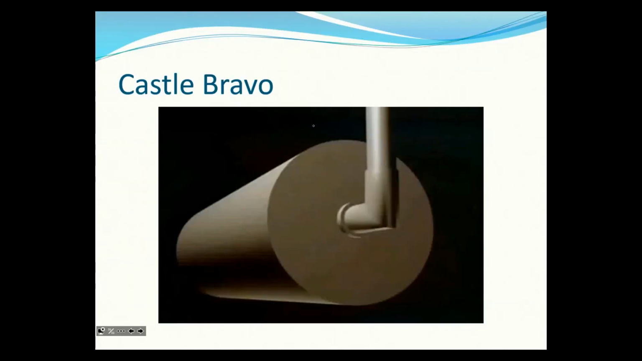This is a little video here that shows the explosion. This is actual footage of it, and it ended up being way bigger than they thought it was going to be. And yeah, it was not very ethical. They did it on the Bikini Islands, and it killed a lot of the indigenous people there, which isn't good.